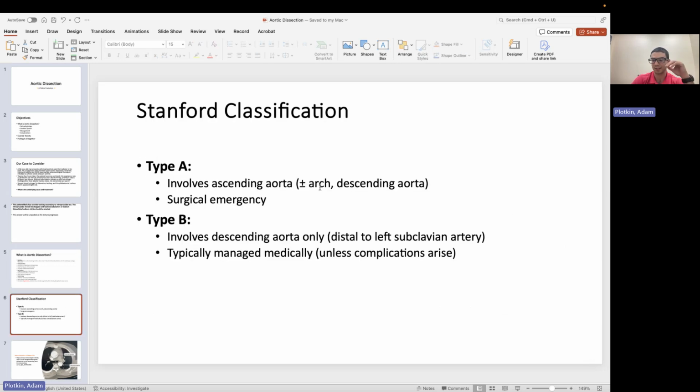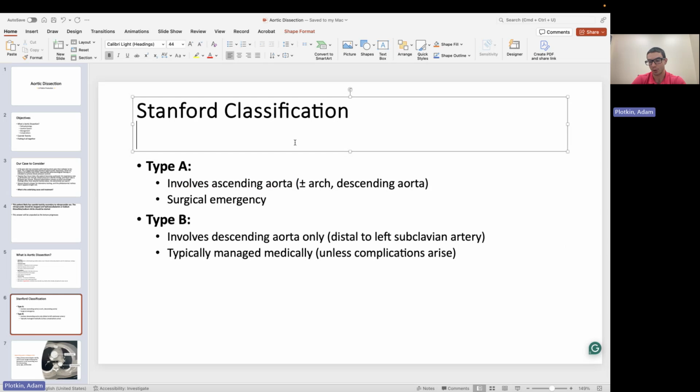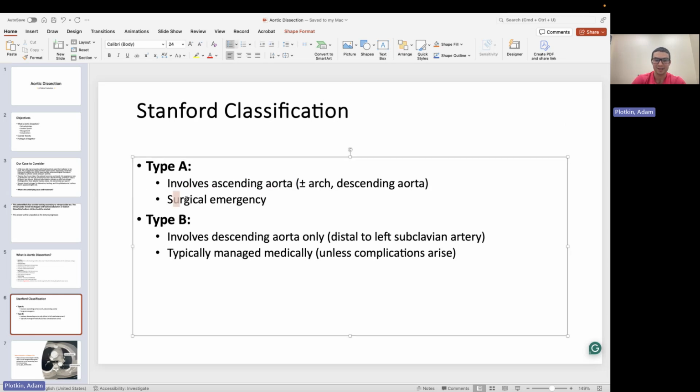We can classify aortic dissection using the Stanford classification. There is something called the DeBakey classification. It's less commonly used, so I'm only teaching the Stanford classification because that's what's going to show up on USMLE Step, and that's what you're going to use in real life. Type A involves the ascending aorta. That's the easy way to remember it. It can include the arch and the descending aorta, but if the dissection involves the ascending aorta, we call it a type A. That is a surgical emergency.